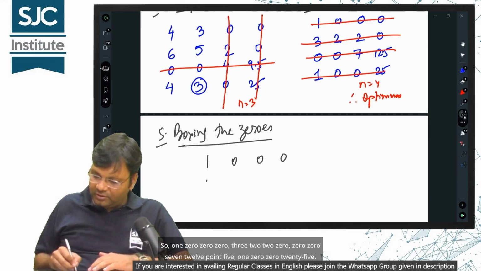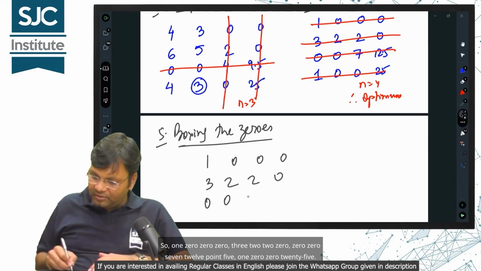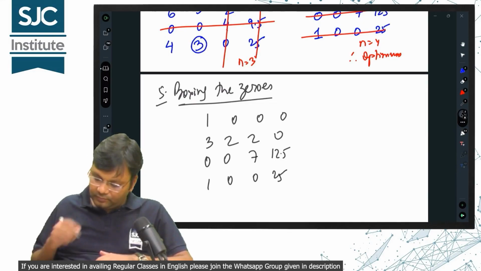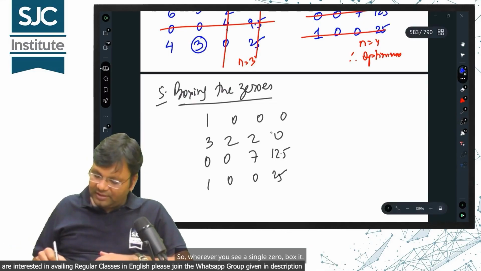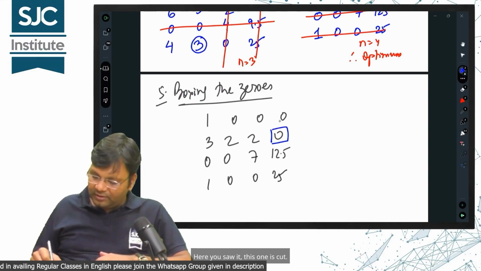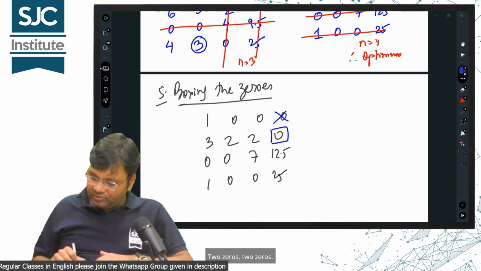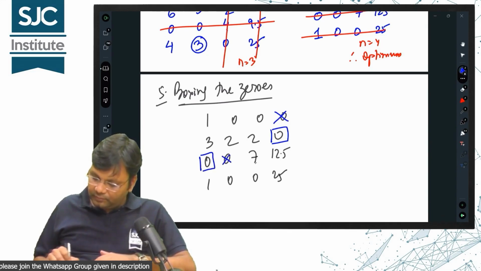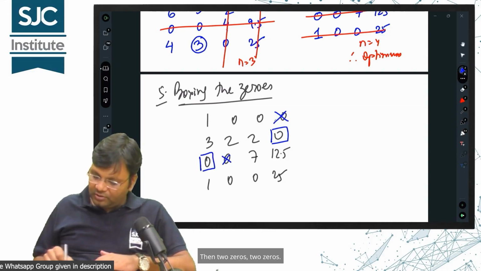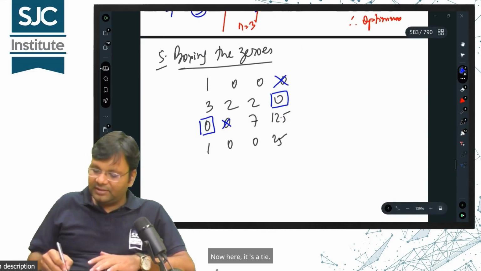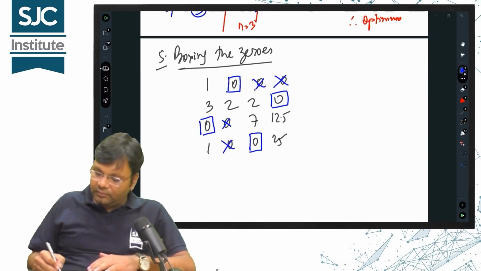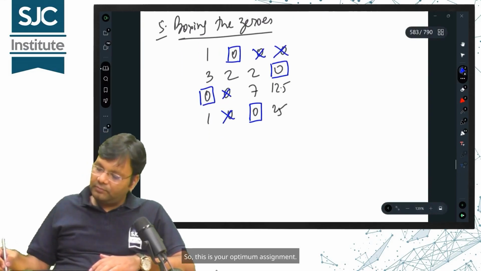So 1, 0, 0, 0, 3, 2, 2, 0, 0, 0, 7, 12.5, 1, 0, 0, 25. So wherever you see a single zero, box it. Here you saw it, this one is cut. 2 zeros, 2 zeros. From here, this single one is seen, so this one is cut. Then 2 zeros, 2 zeros. From here also 2 zeros. Now here it's a tie. If it's a tie, then box any one of them. So this is your optimum assignment.